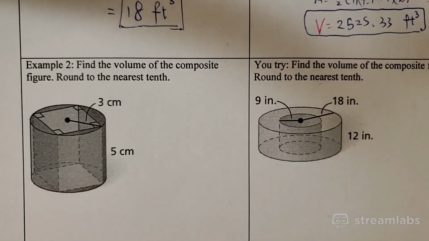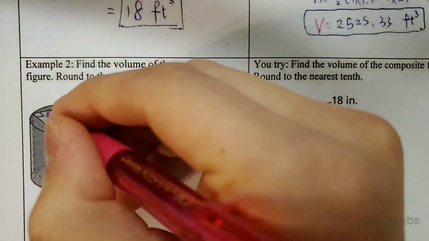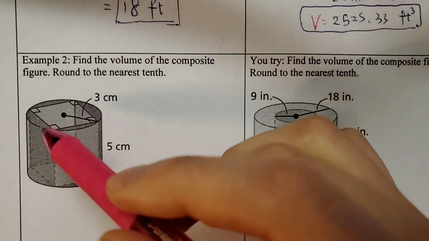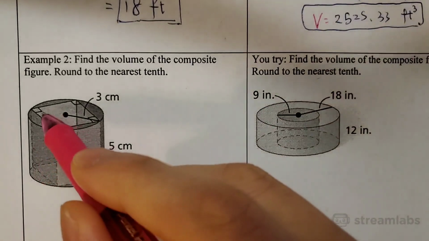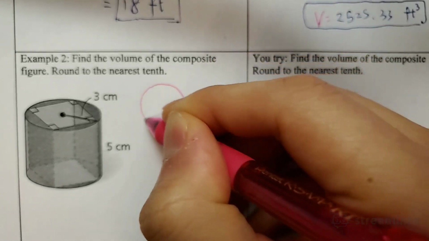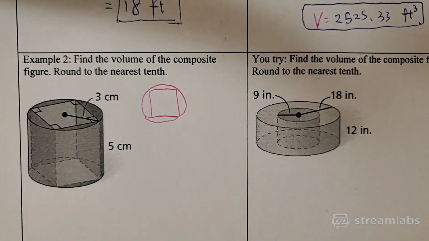Good. All right, the next part is a composite figure. Composite figure means it's put together. This inside part is supposed to be empty, okay? It's empty here. So it's basically kind of like old Chinese money. Right? Kind of like that.